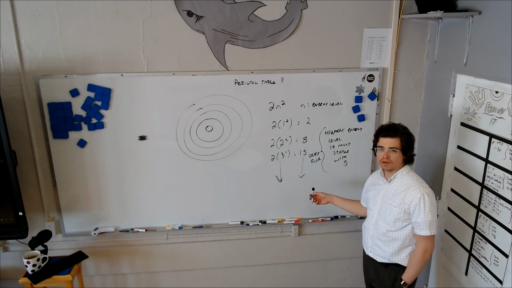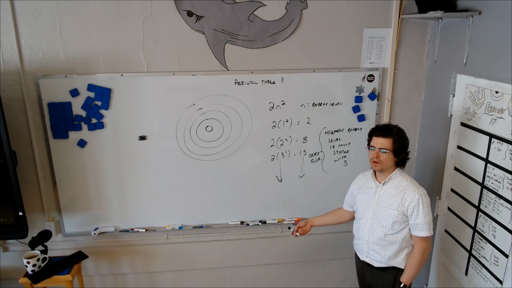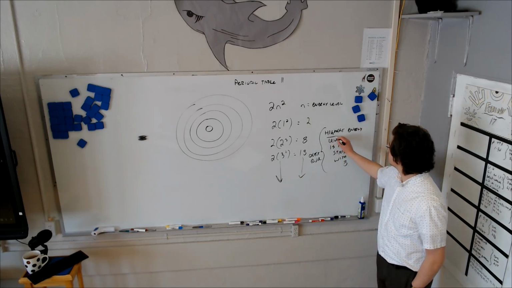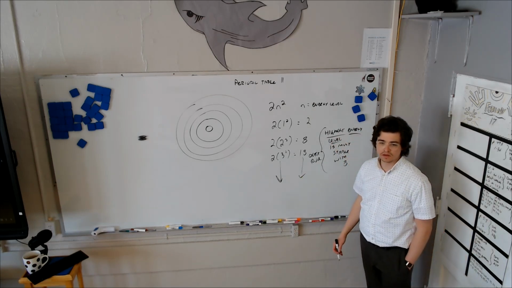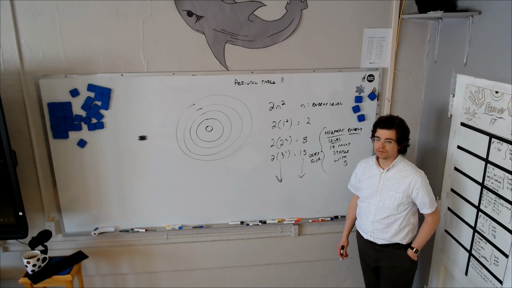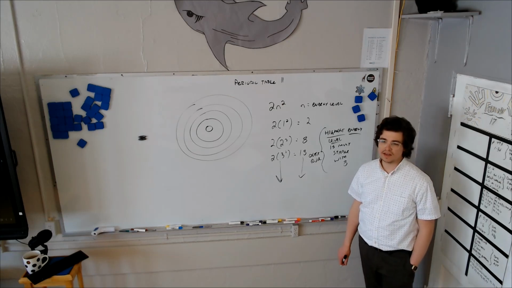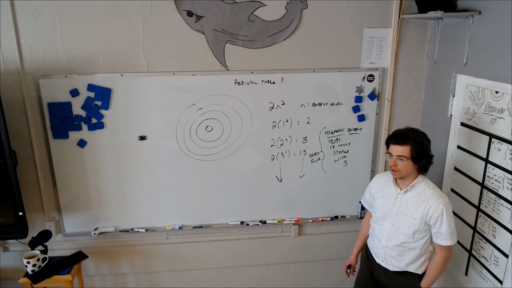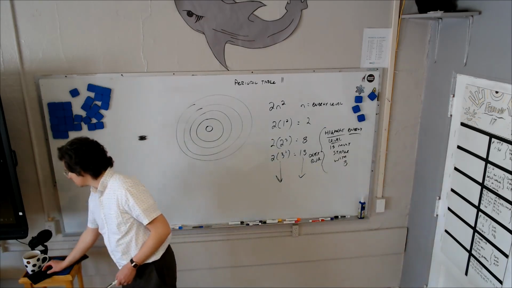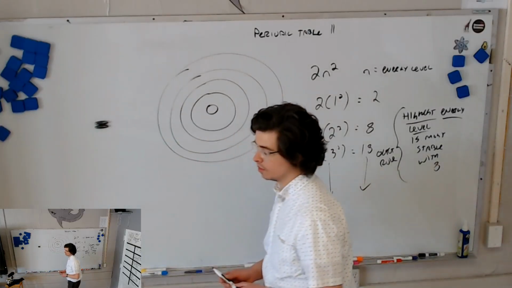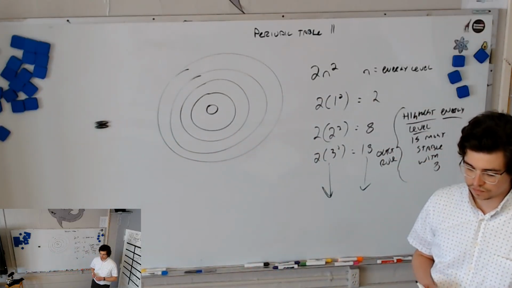We talked about this about 10 minutes ago, but what's important about the valence electrons? What's important about the highest energy level electrons? What's important about the valence electrons? They determine the chemical properties of the element.